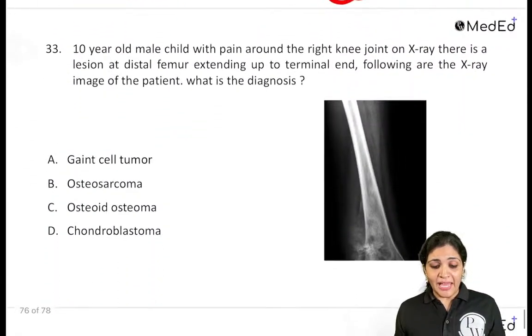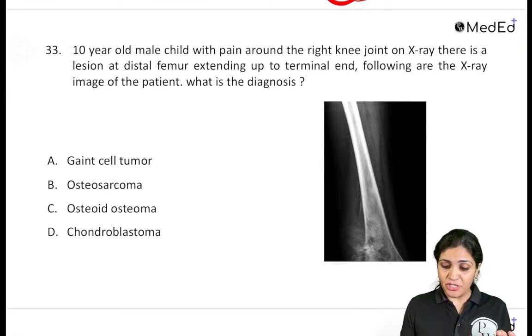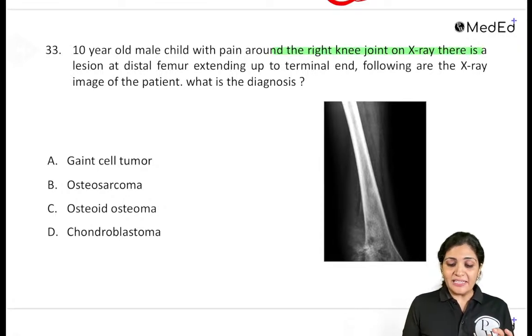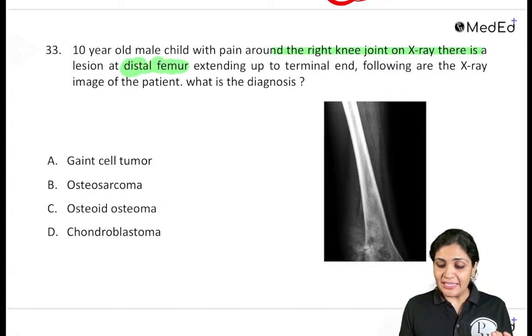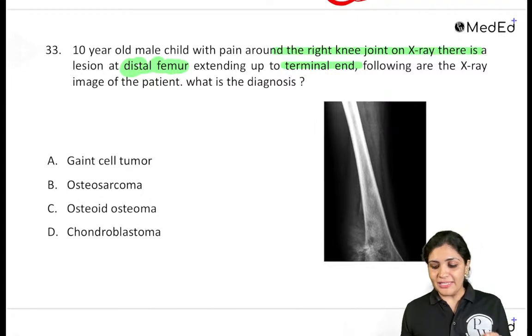Moving on to the next one: a 10-year-old male child with pain around the knee joint. On the x-ray, there is a lesion at the distal femur which is extending up to the terminal end. Looking at the x-ray image of the patient, what is the diagnosis?